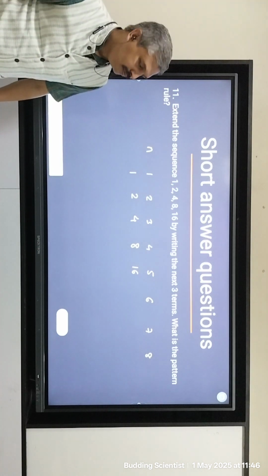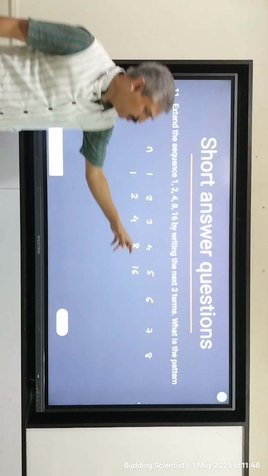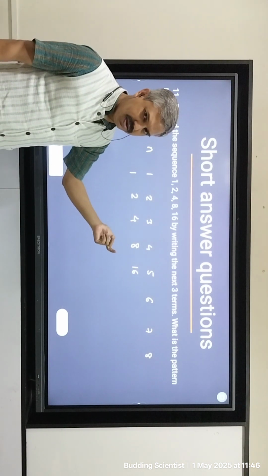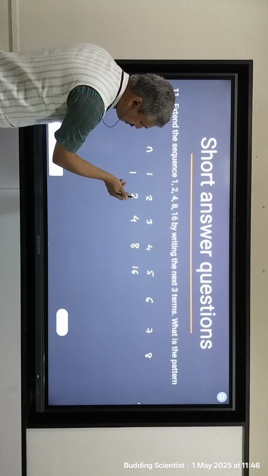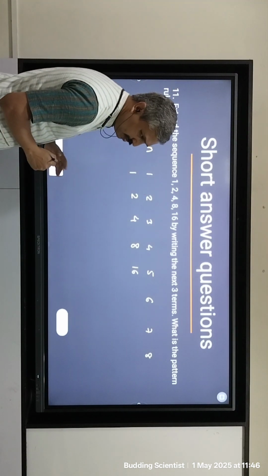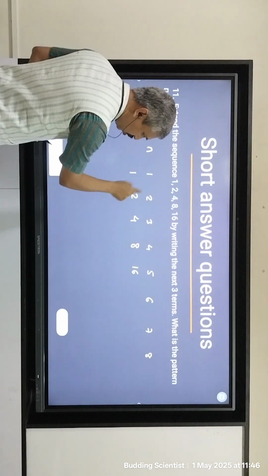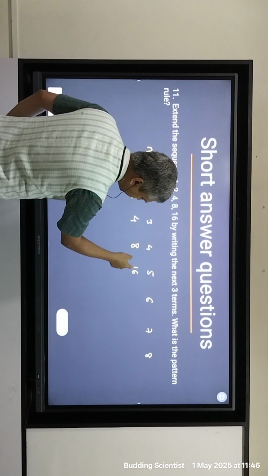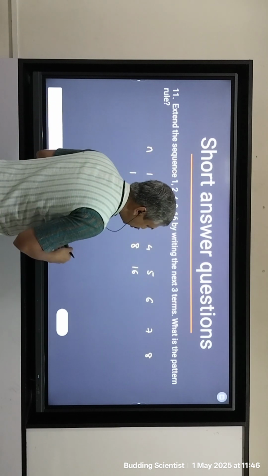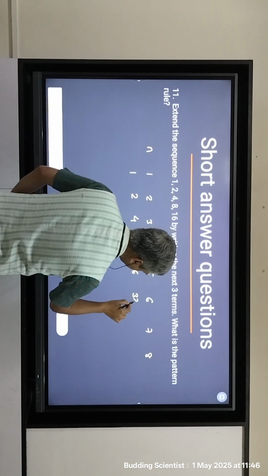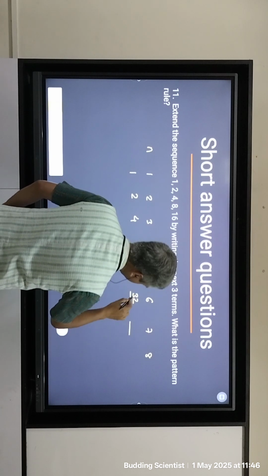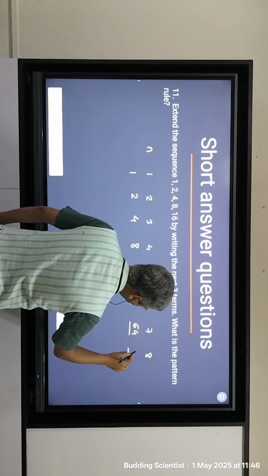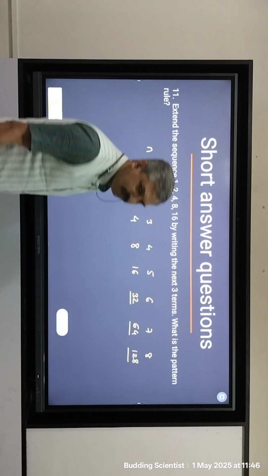Very interesting. Now this is a sequence, and the sequence you can identify is power of 2. So every next number is equal to twice the previous number. 1 into 2 is 2. 2 into 2 is 4. 4 into 2 is 8. 8 into 2 is 16. So the next will be 16 into 2, which is 32. 32 into 2 will be 64. And 64 into 2 will be 128.